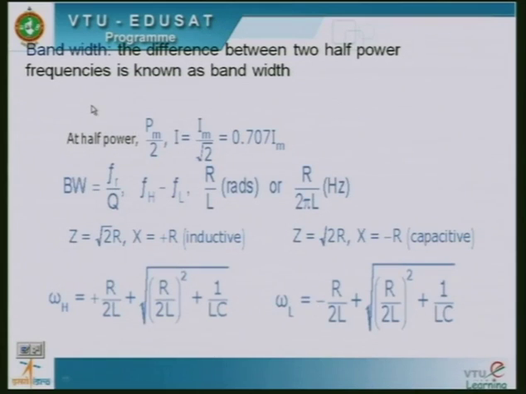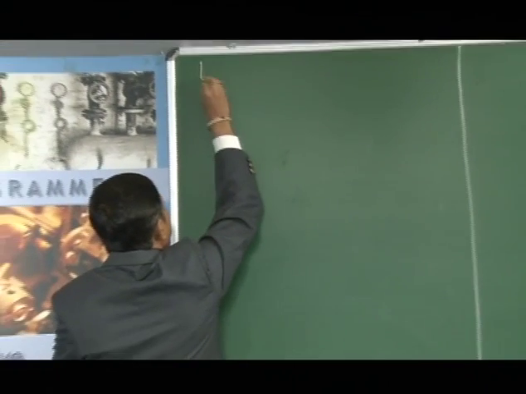So, let us derive an expression for bandwidth.